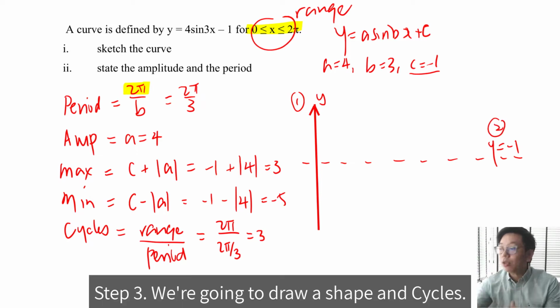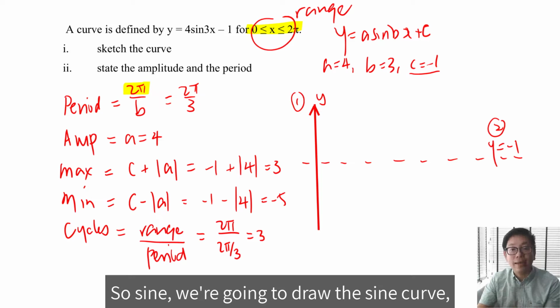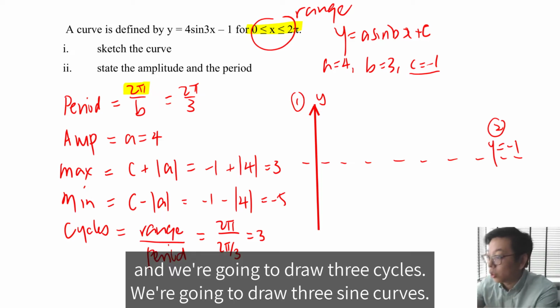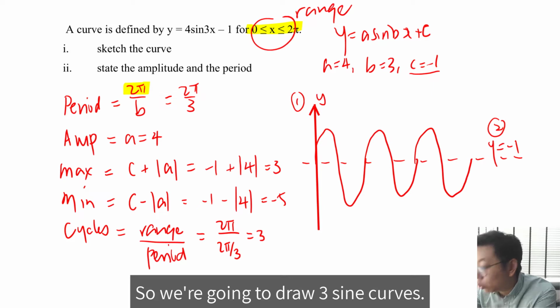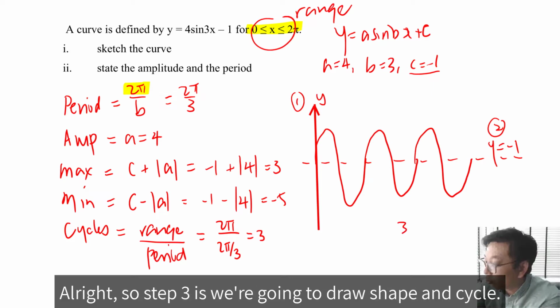Step 3, we're going to draw the shape and cycles. So sine, we're going to draw the sine curve, and we're going to draw 3 cycles. So we're going to draw 3 sine curves. That's 1, that's 2, and that's 3. So step 3 is we're going to draw shape and cycles.